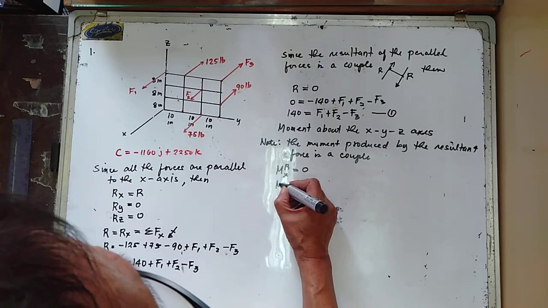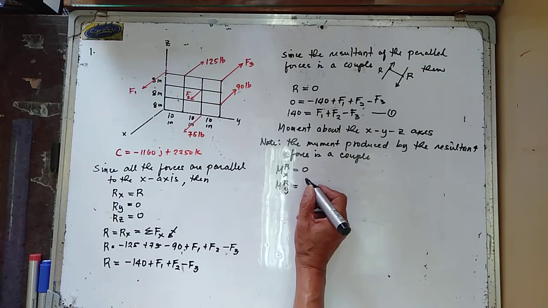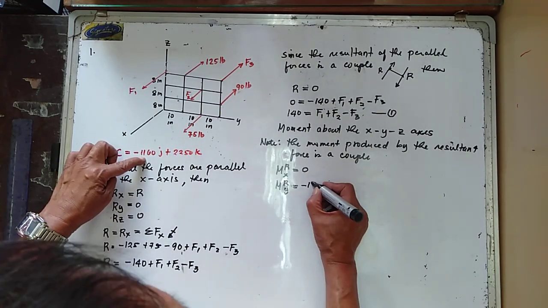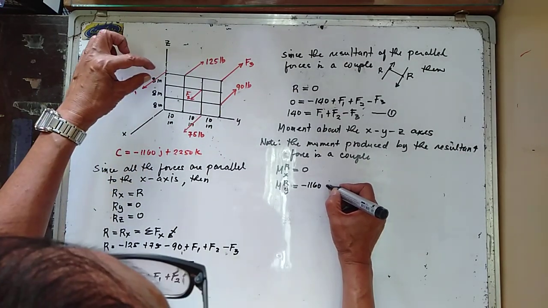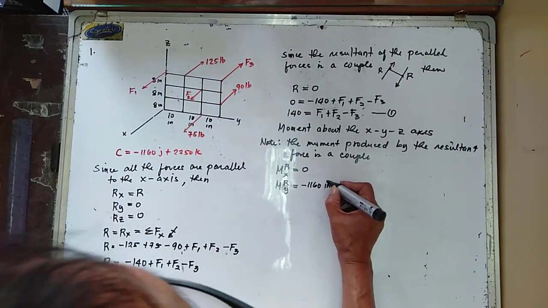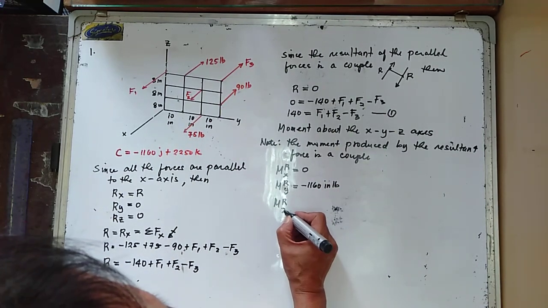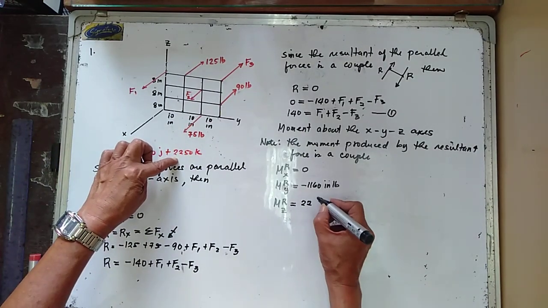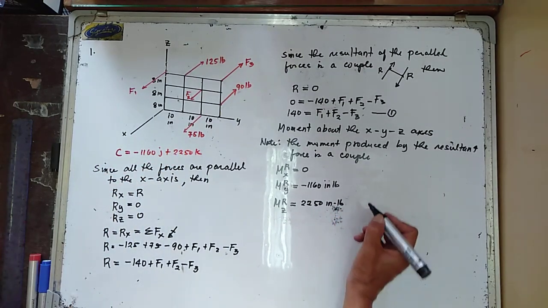And the moment of the resultant about the y-axis is equal to this one with j, negative 1160 inch pounds. So that is 8 inches, 8 inches, 8 inches, 10 inches, 10 inches, and 10 inches. So that is inch pound. And the moment of the resultant about the z-axis, so we have your k, that is positive 2250 inch pounds.